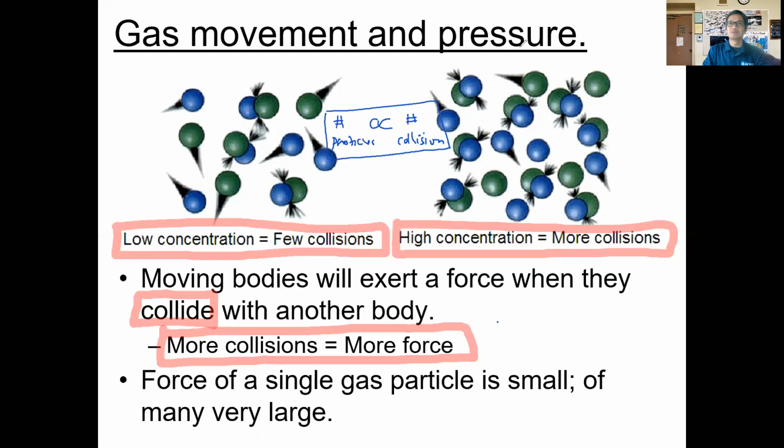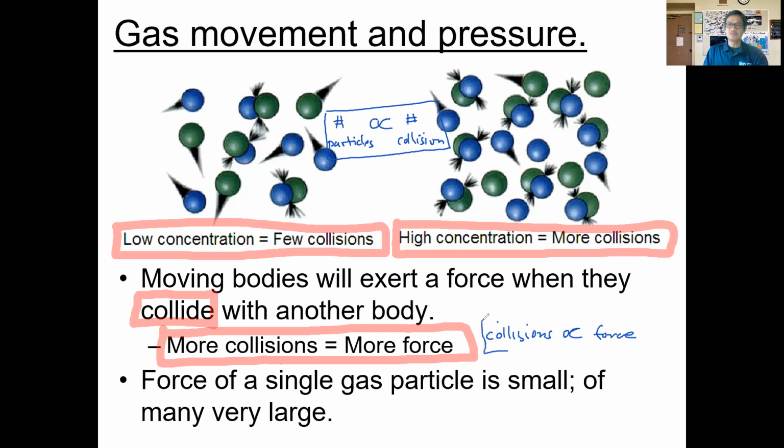Let me write this a little more clearly for you. Sorry, a little bit messy, difficult to see. This is the number of particles. The number of particles is directly proportional to the number of collisions. As you increase the number of particles, that is, as the concentration increases, you have more collisions. And then down here, as the collisions increase, you see that the force will also increase.